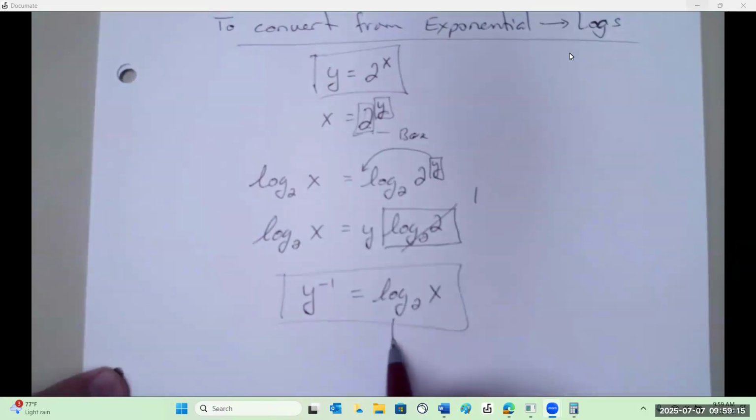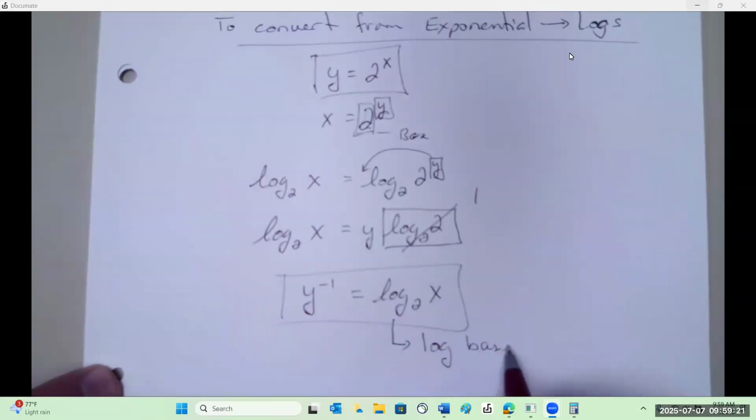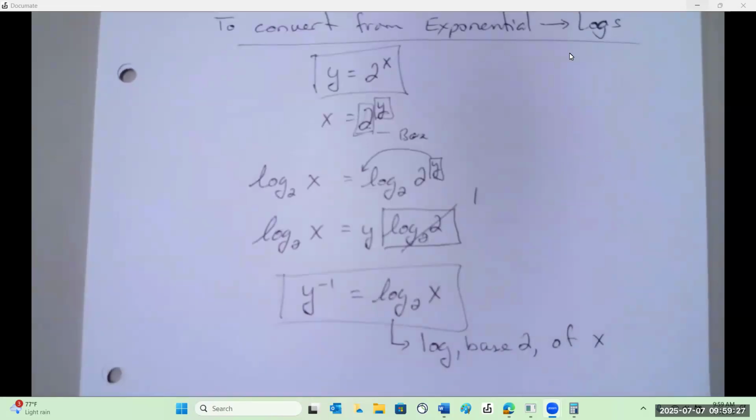The way this is read, it's read log base 2 of x. And this is what this whole section is going to be about.